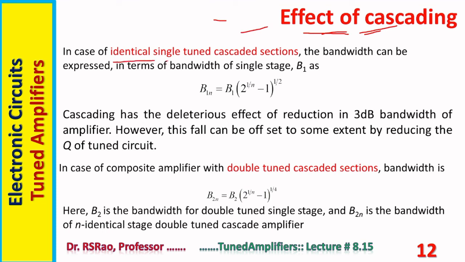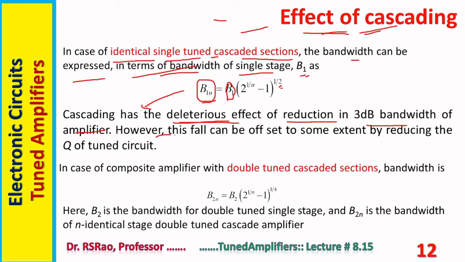In case of identical single tuned cascaded sections, the bandwidth can be expressed in terms of bandwidth of single stage B1. For n stages, bandwidth is B1, the bandwidth for single stage, multiplied by square root of (2 power 1/n minus 1). Cascading has the deleterious, harmful effect of reduction in 3 dB bandwidth of amplifier. This is from this expression. However, this fall can be offset to some extent by reducing the Q of tuned circuit. Notice, for communications, amplifier's bandwidth is as important as gain. Both are important. So cascading here is reducing the bandwidth, but of course this reduction can be to some extent arrested by reducing Q of the tuned circuit.